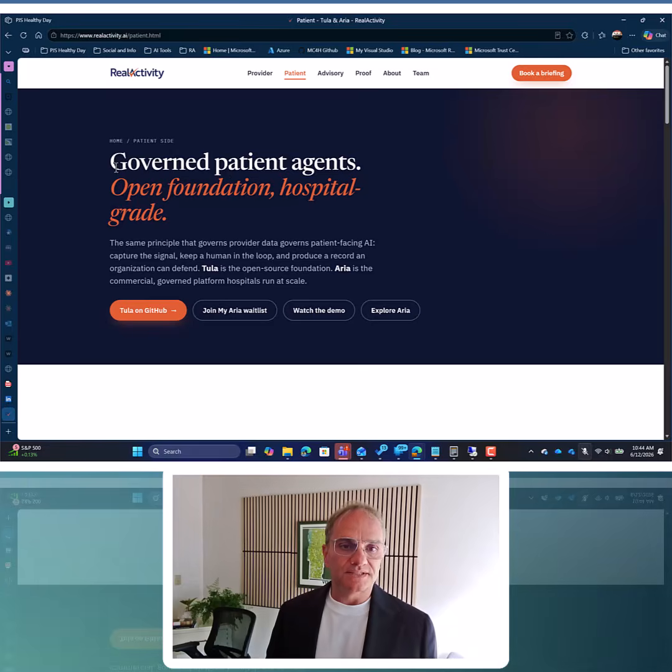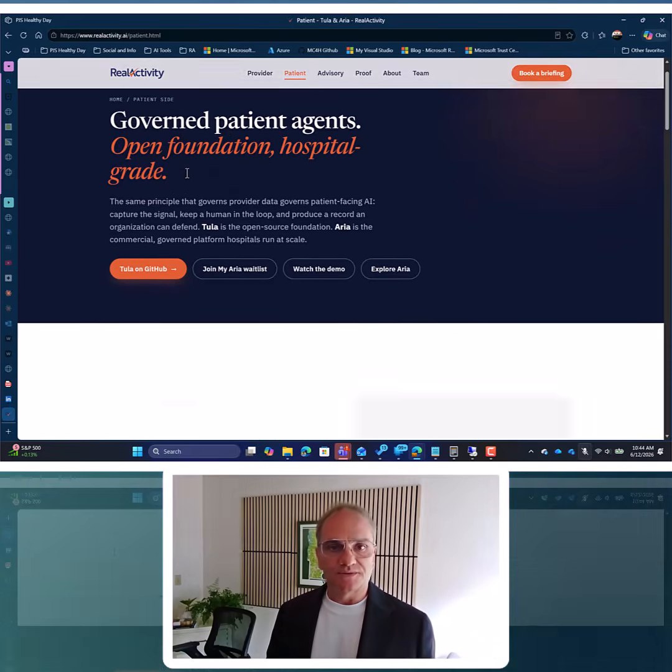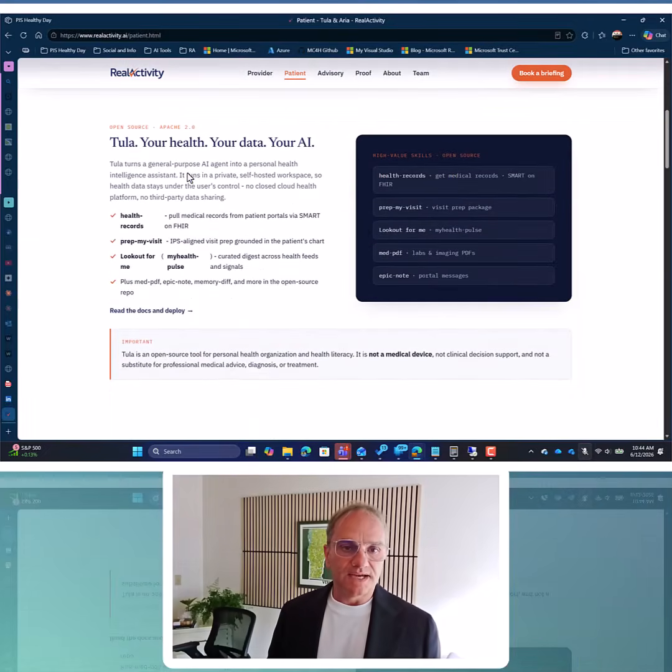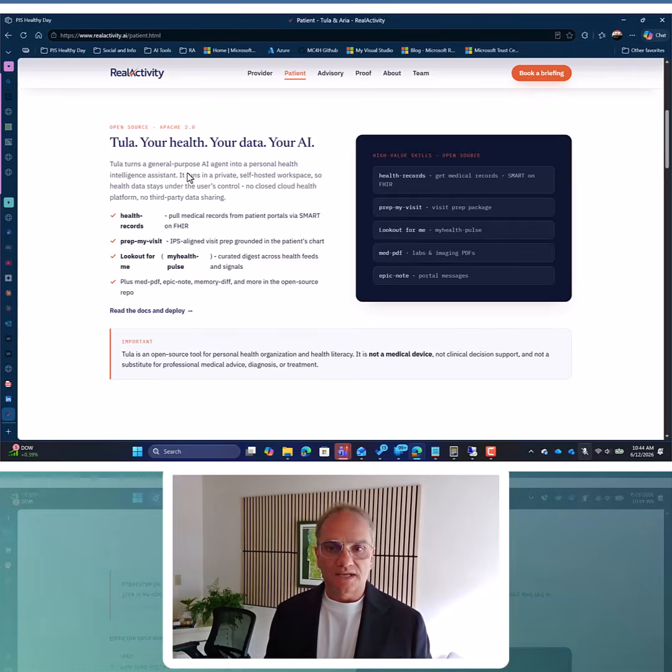And then on the patient side, we focus on governed patient agents. So open foundation, hospital grade. Our premise here is that patient agents are here. The patients are going to have their own patient agents. Hospitals will have their own. Maybe they'll have a secured version of the patient agent they offer to all of their patients in the system, and then obviously patients will have their own.